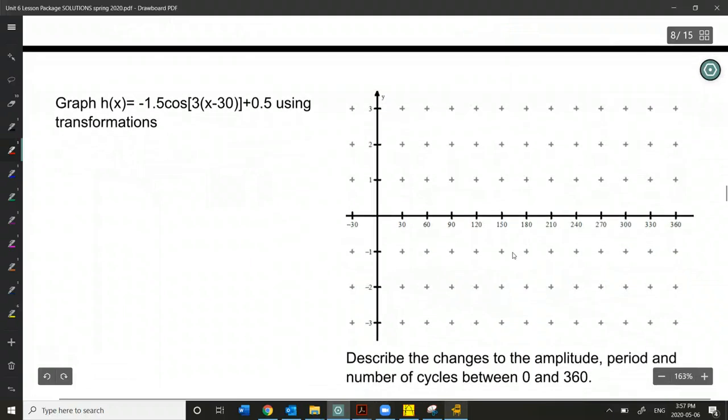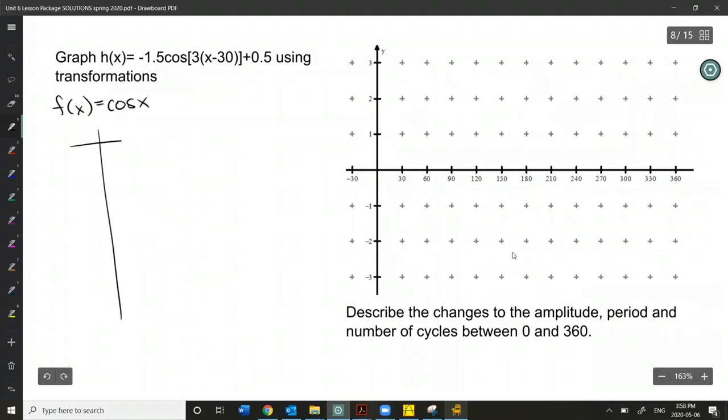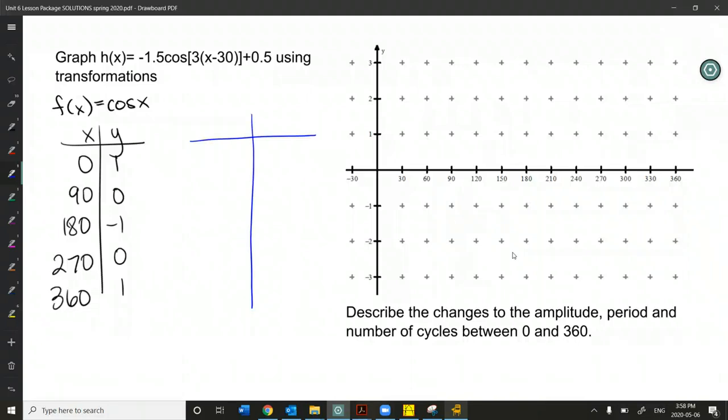All right, let's try another one. We are going to graph h of x, which has a parent function of cos x this time. So I'm going to say f of x equals cos x, and we'll copy down our key points for cos x here. So there they are from above, and we will identify a, k, d, and c and create our transformation equations here. So basically we're just moving left to right.